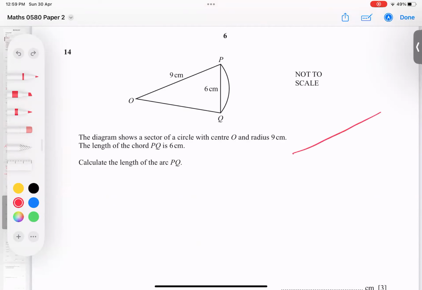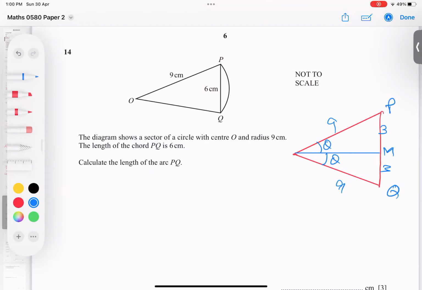So for this triangle technique, how to do this kind of question, I will draw the first triangle. I will draw a perpendicular from here. This is a midpoint, and for your knowledge, 3 here, 3 here, 9 here, 9 here. This angle theta is also theta. And for your knowledge, there's a P, there's a Q, and this is O. Actually, what I'm looking for in this question is PQ, the length of the arc length is my concern.